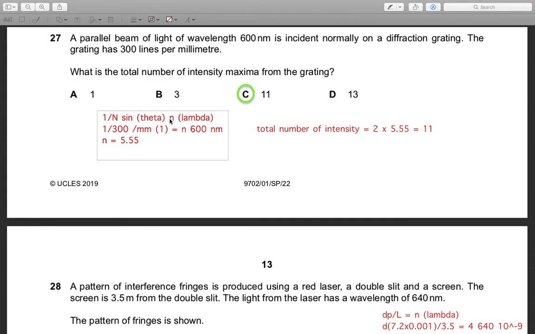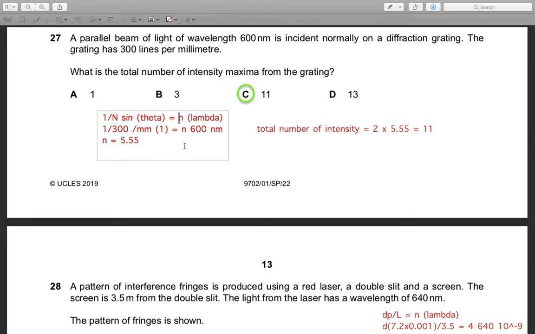So this is n equals lines per millimeter. We have 300 lines per millimeter, so we put in 300 per millimeter. And maximum intensity is when sine theta equals 1, when theta equals 90 degrees.